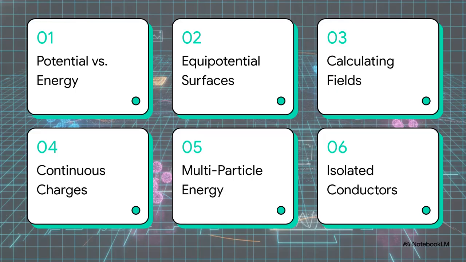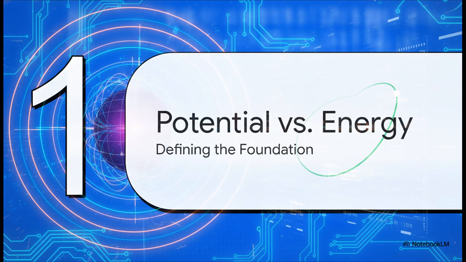Here is our roadmap for today. We'll be hitting 1. Potential versus potential energy. 2. Mapping equal potential surfaces. 3. Calculating field and potential. 4. Particles to continuous distributions. 5. Energy of multi-particle systems. And finally, 6. Potential of isolated conductors. Let's kick things off with Section 1.